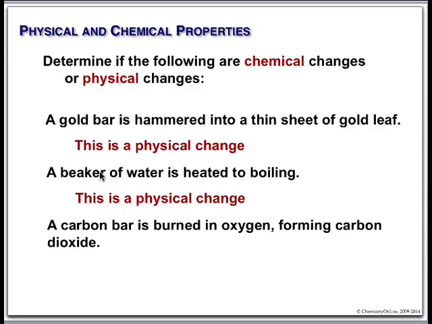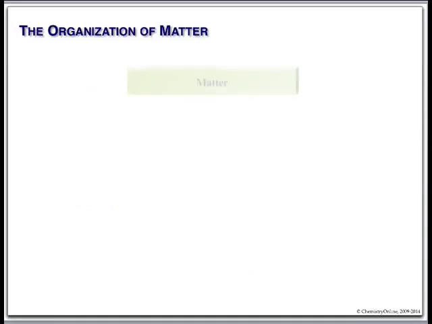So let's kind of summarize what we've said about matter. We start off with matter. Remember, matter is something that occupies space and has mass. We can define what we call a pure substance. Pure substance has only one type of matter. It can be an element, can be a compound, but it only has one.